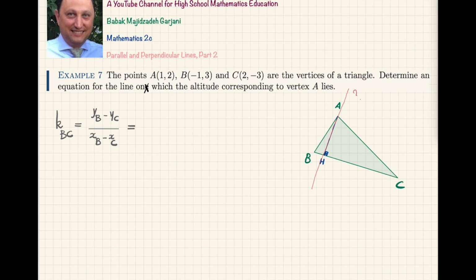Okay, now you can read the information in the problem. What is y of B? You see it is 3. What is y of C? You see it is minus 3. So it becomes 3 minus minus 3. And then what is the denominator? x of B, the x coordinate of B is minus 1. The x coordinate of C is 2. So it's minus 1 minus 2. In the numerator you will have 3 plus 3. In the denominator you will have minus 3. So it becomes 6 divided by minus 3. It becomes negative 2. So the k value of BC is equal to negative 2.